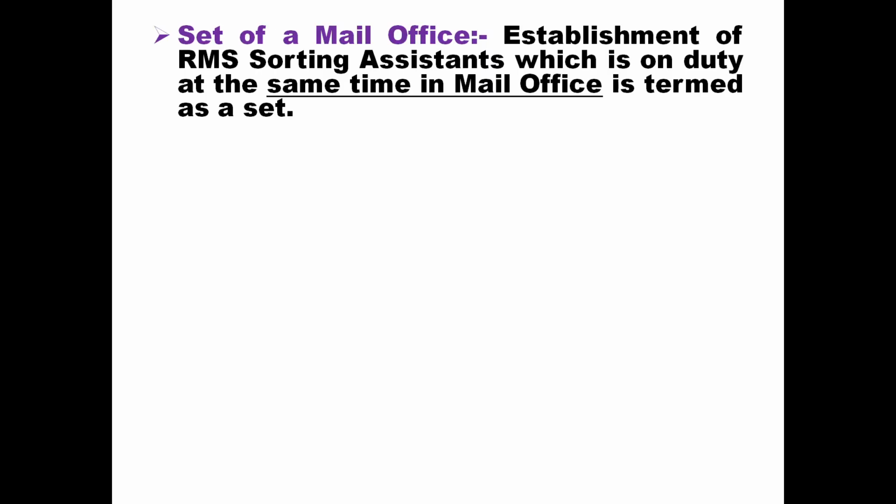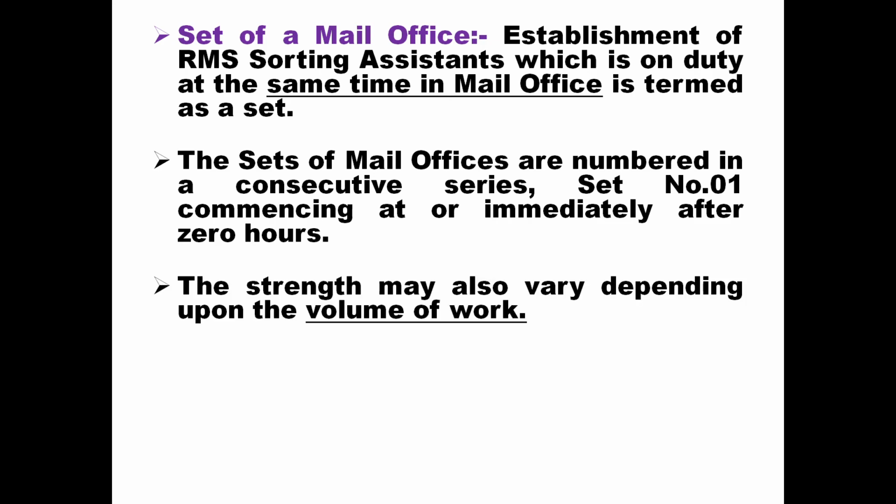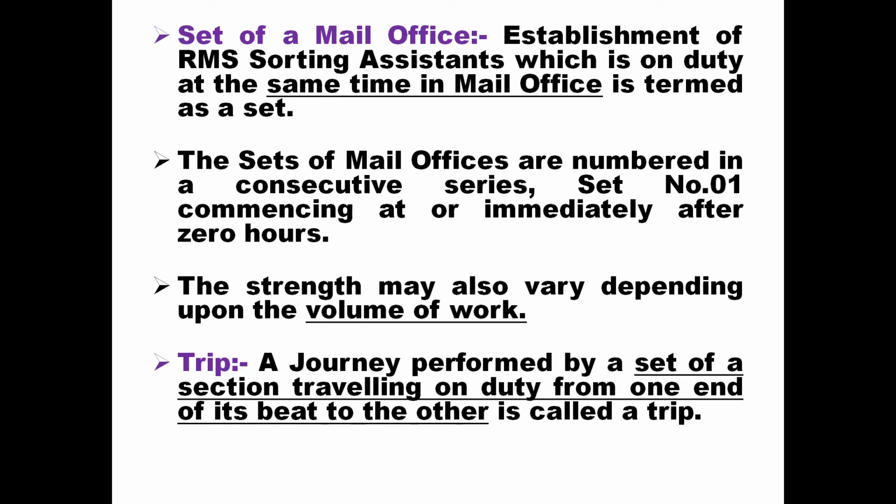Set of mail office. The establishment of RMS sorting assistants working at the same time in a mail office is termed as a set. The sets of mail offices are numbered in consecutive series. Set number 1 commencing at or immediately after 0 hours. The strength may also vary depending upon the volume of work. Trip. A journey performed by a set of section travelling on duty from one end of its beat to the other end is called a trip.